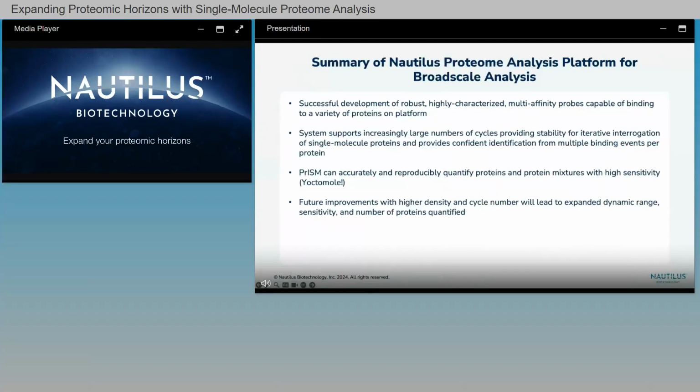Just to sum up the broad-scale platform, it's really been exciting sharing these new results with you, highlighting the development of the robustly and highly characterized multi-affinity probes, showing examples of data from increasingly large numbers of samples, speaking to the stability of the platform, demonstrating the sensitivity of the platform into the yoctomole range.